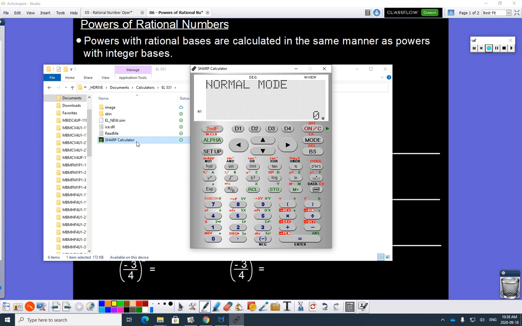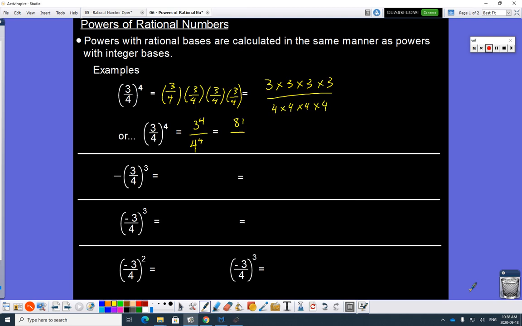And so on your calculator, find out how to do 4 to exponent 4. Mine's a y to the x button. Mine shows it with an exponent up there. Yours might not. It might show it slightly differently. But in the end, when you put 4 to the power 4, you should get 256. You get 256? Back to here, so it's 81 over 256.